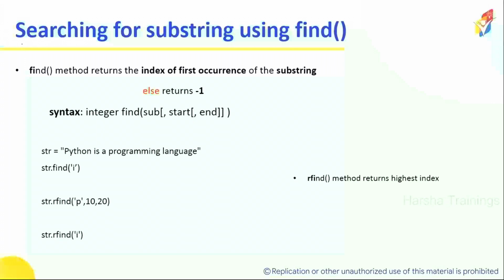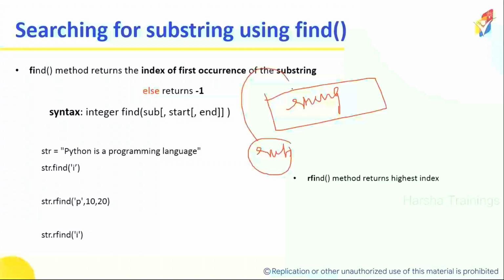What the find will do, now let me take a big string. This is a big string. Now, I will take a substring, a part of the string. Is this substring a part of the string or not? If it is available, it is going to take the first occurrence only. Now look here. The find method returns the index of the first occurrence of the substring. If the substring is not available here, it returns -1.